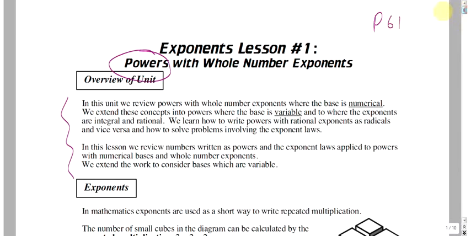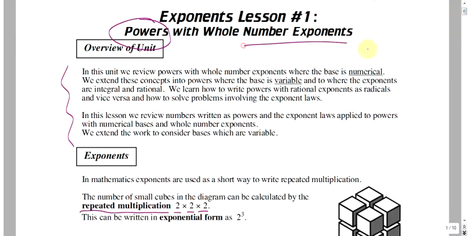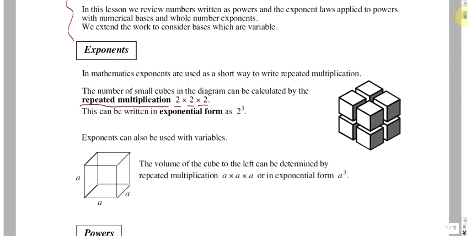Okay, exponents, lesson 1. Powers, whole number exponents. Yeah, we're going to get fraction exponents too. Oh, how fun is that? All right.